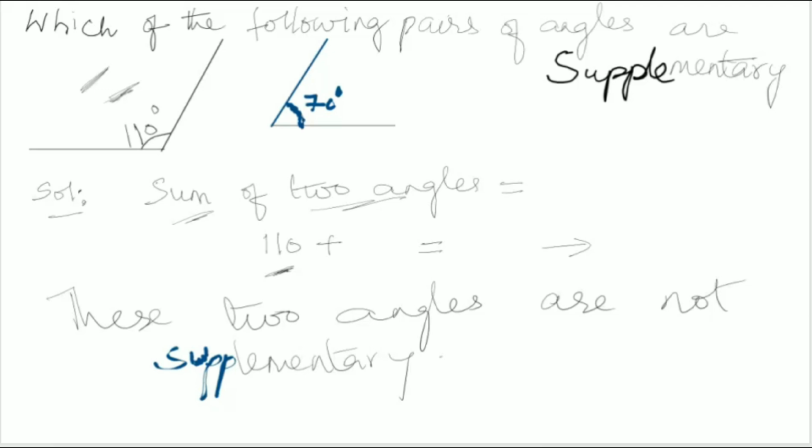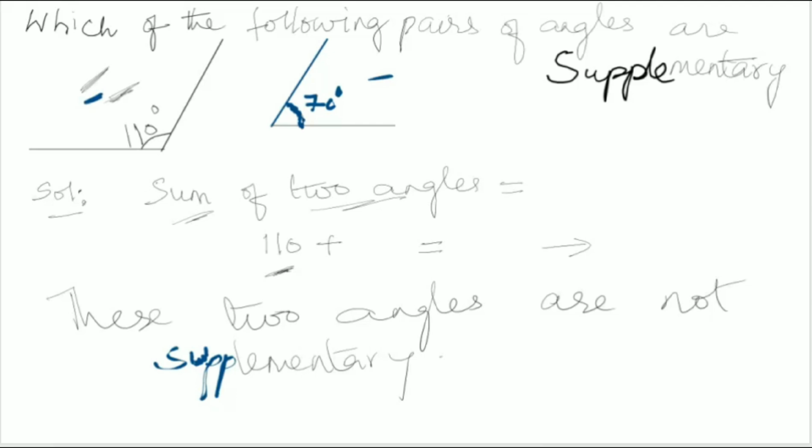First example is, which of the following pairs of angles are supplementary? Here we have two angles. First angle is 110 degrees and then the second angle is 70 degrees.